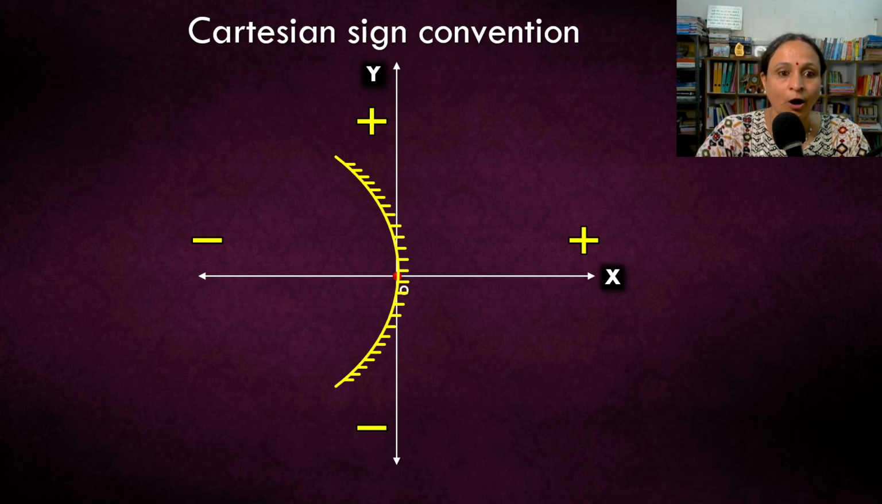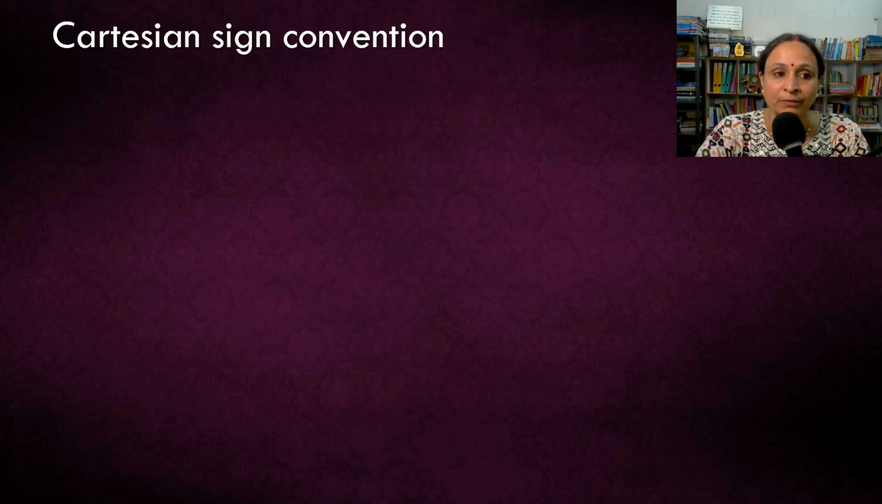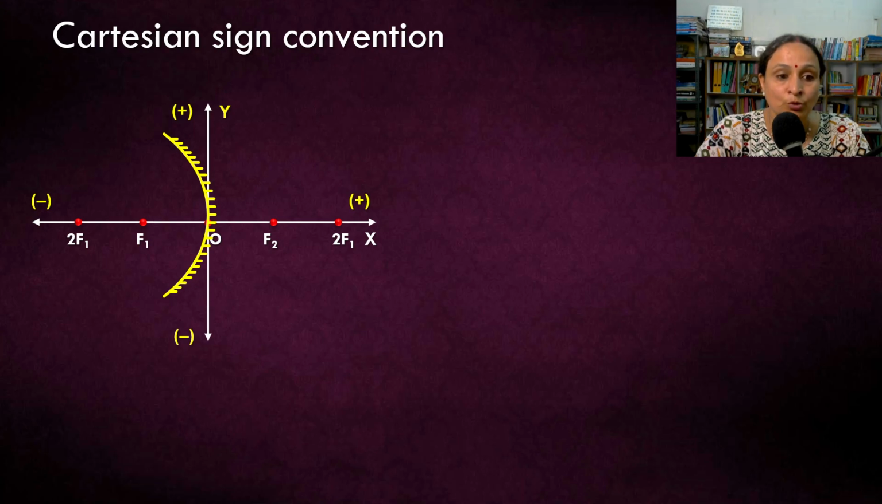Okay, there is a concave mirror which is placed centered at the origin. The pole should coincide with the origin, right? Okay, now I'm going to consider two points F2 and 2F2 behind the mirror, and I'm going to consider F1 and 2F1 in front of the mirror, and I'm going to draw this again, right?